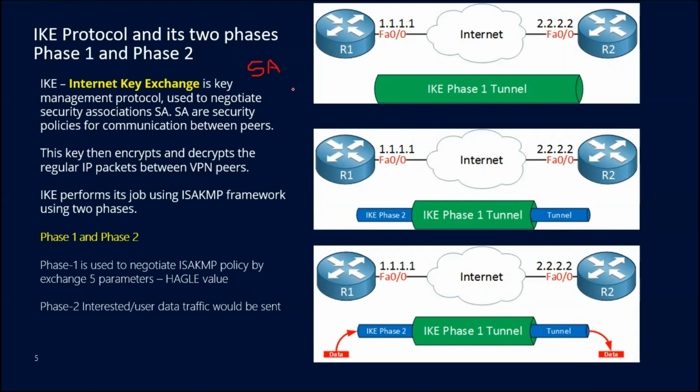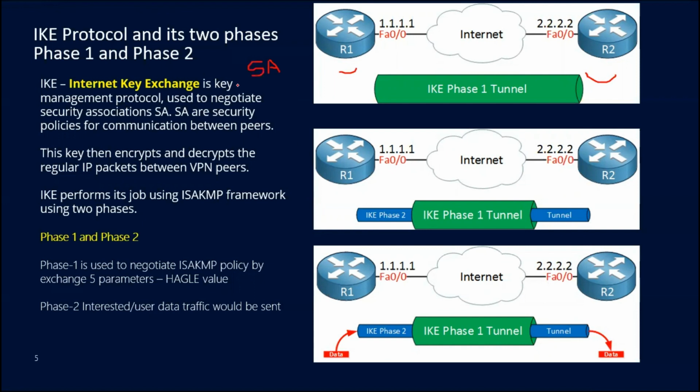I will use these protocols. It means I will use this protocol for encryption, this protocol for hashing, this protocol for authentication. Both parties will form an agreement: okay, this is the agreement, we will work on this. That is the security associations.